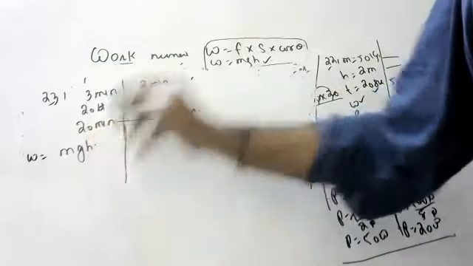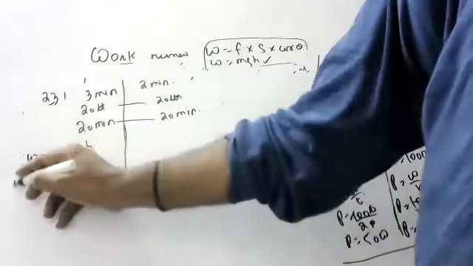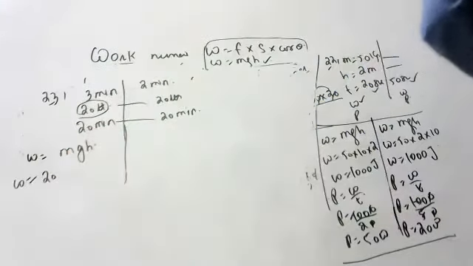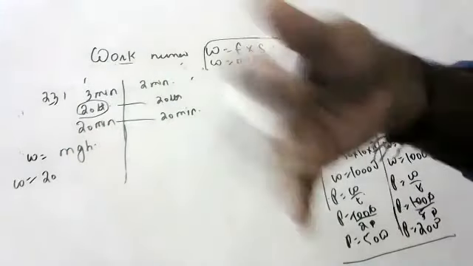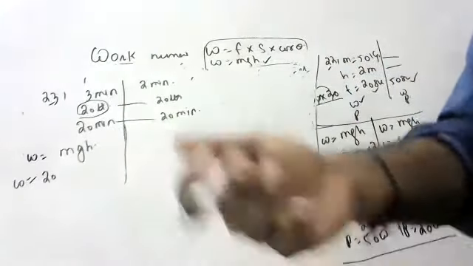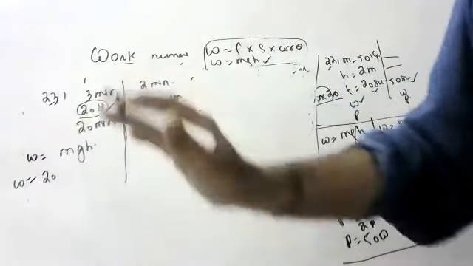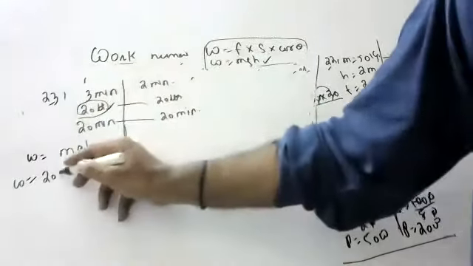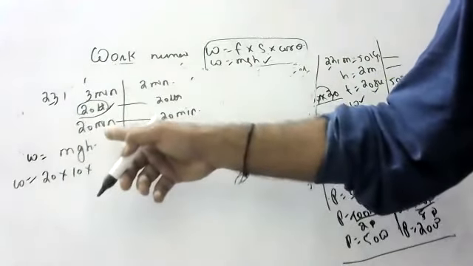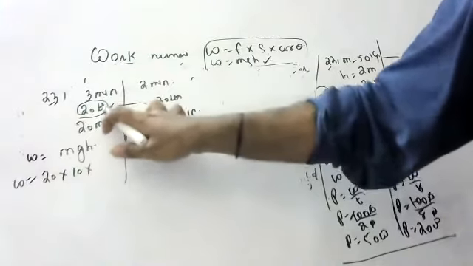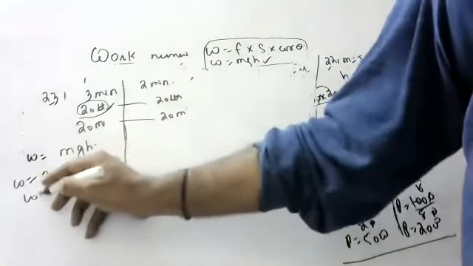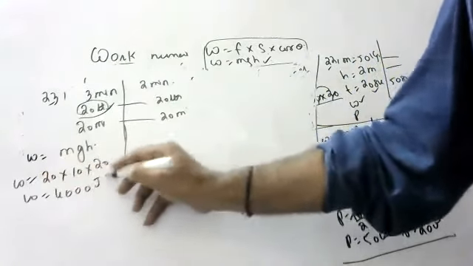Work equals mgh. How much mass of water is given? 20 liters. How to convert liters into kgs? I will say later, just take 20 kgs only. 20 into acceleration due to gravity, 10, and 20 meters height. How much? 4,000 joules.